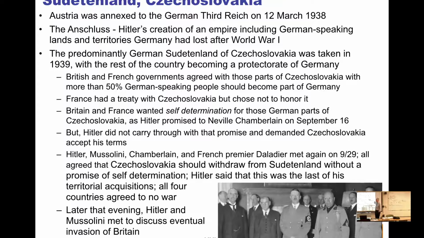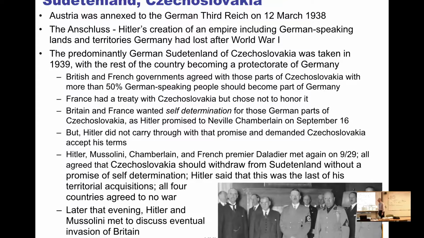France already had a treaty with Czechoslovakia for self-protection, but they chose not to honor it. England and France wanted self-determination, so that those parts of Czechoslovakia could vote on whether they wanted to become part of Germany. Hitler promised Neville Chamberlain in September that he would allow those German parts of Czechoslovakia to choose. Of course, Hitler didn't carry through with those terms at all. He just took that part of Czechoslovakia.